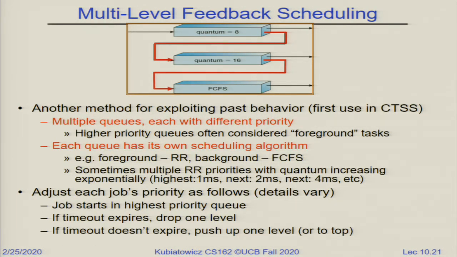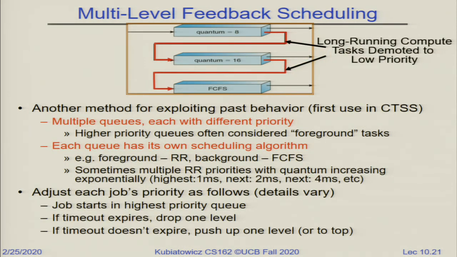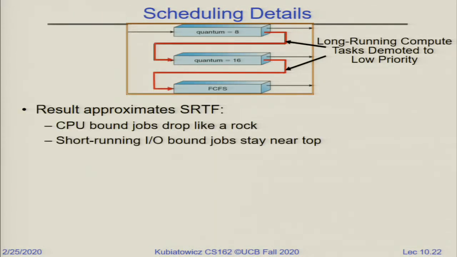This is a type of prediction of the future, because things that have short burst lengths tend to stay high and things that have long burst lengths tend to go down in the queue. As a result, with high priorities in the top queue and low priorities in the low queue, you get SRTF-like behavior, because the things that are short run frequently with high priority and things that are long run down below with low priority. Many operating systems have operated in the past with many levels like this. And so the result is an SRTF approximation.